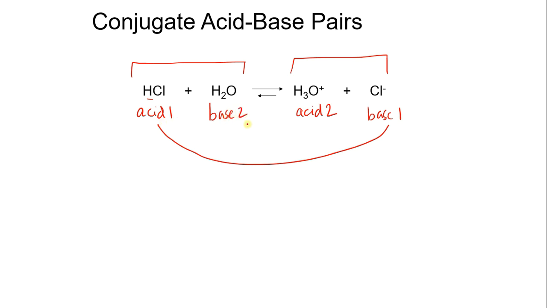So this way of labeling is really essential. You should be able to do this. So you start off with labeling, first finding out who's transferring, which species transfers the proton, label that as acid 1, go to the other side, the product side, label the conjugate of that as base 1, and then acid 2, and then base 2.